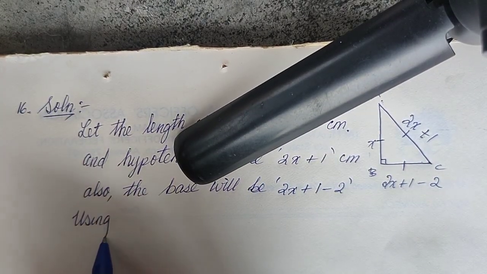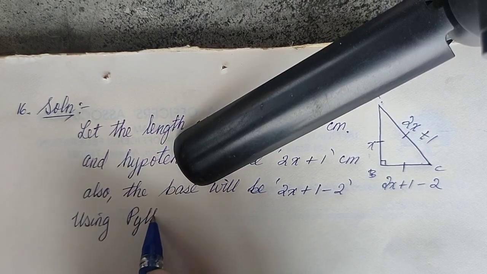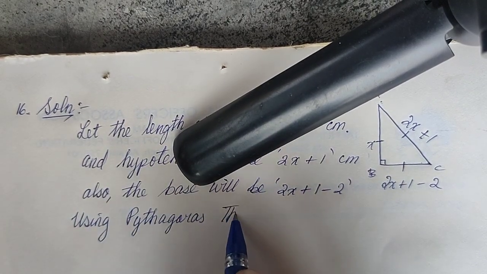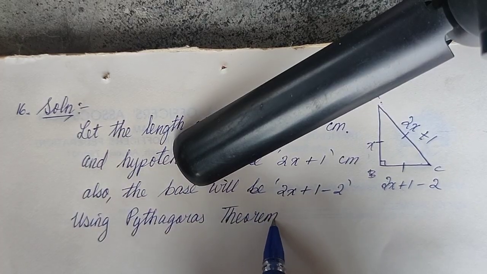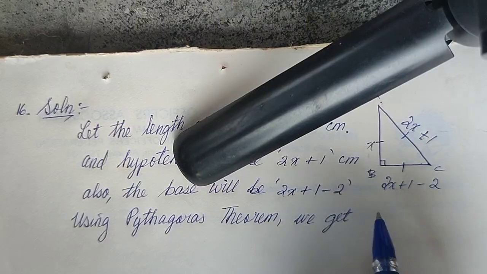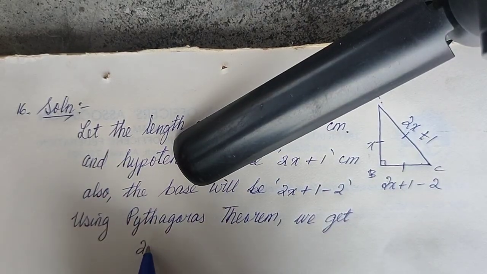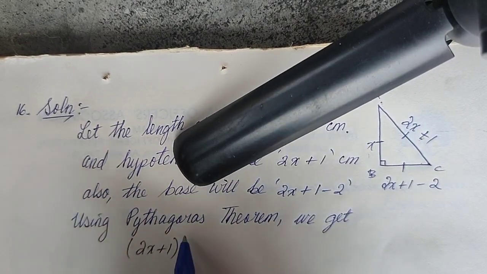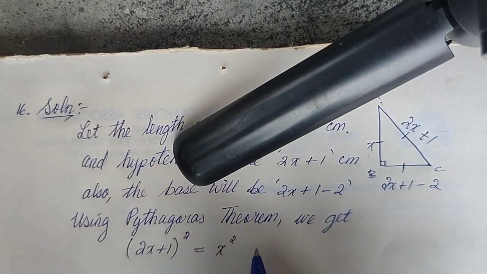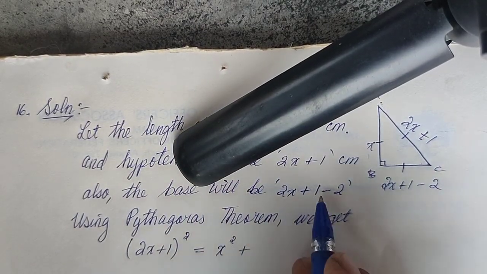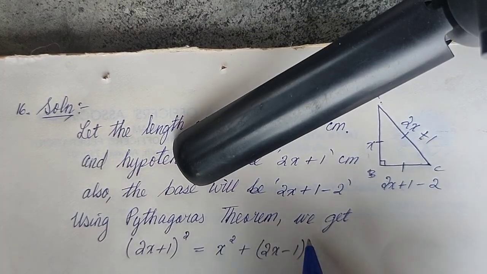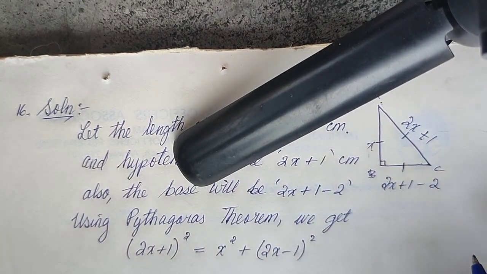Using Pythagoras theorem, we get: hypotenuse is 2x plus 1. Hypotenuse squared is equal to altitude squared plus base squared. The base is 2x minus 1, so the base squared is (2x minus 1) whole square.